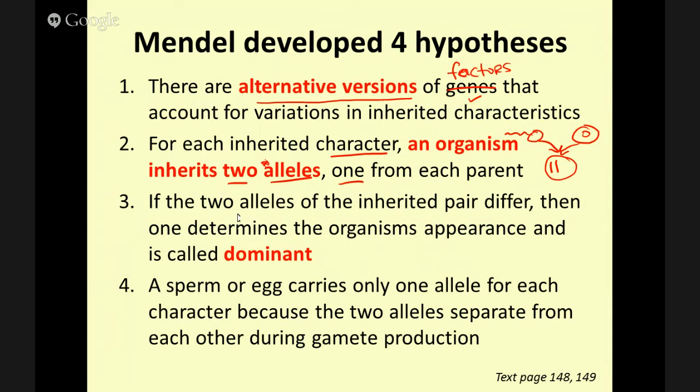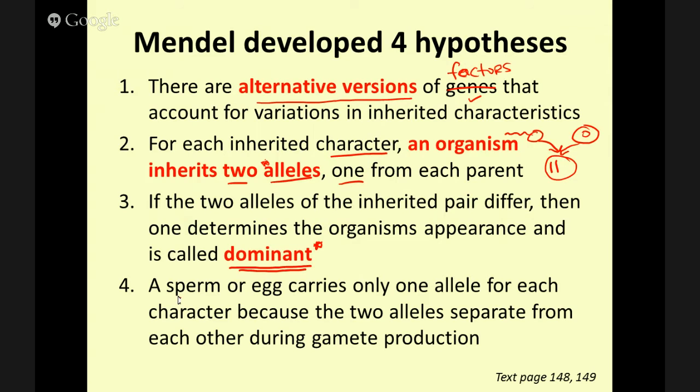Then he said if the 2 alleles of the inherited pair differ, that will determine the organism's appearance, and the one that's more important is going to be called the dominant trait. So we're going to see that there are dominant traits which overshadow recessive traits. We'll see a good example of that coming up. But he had this idea that some factors are dominant over other factors.